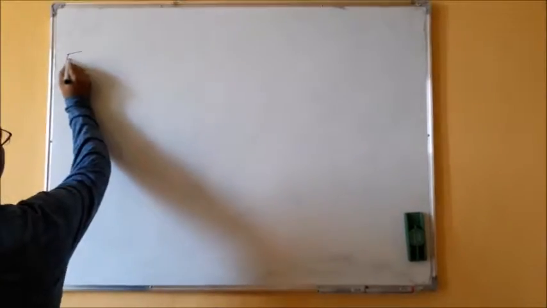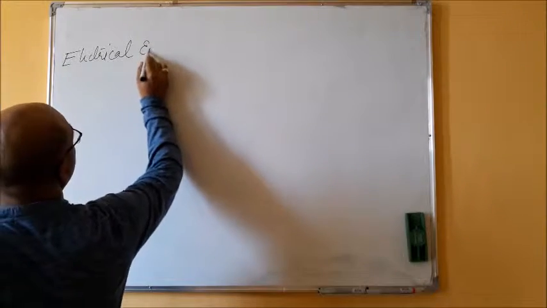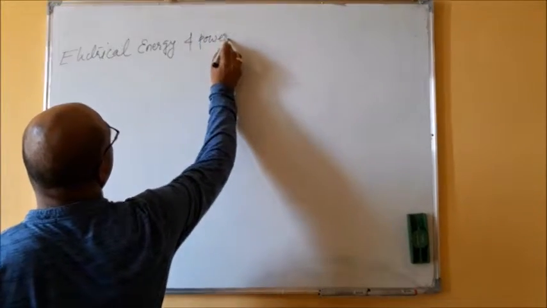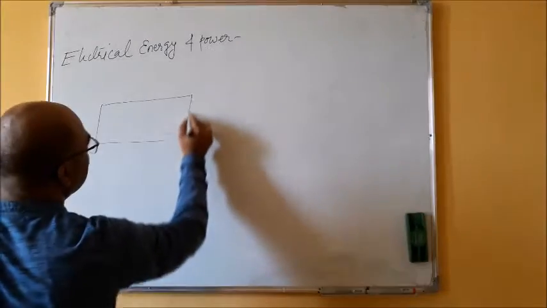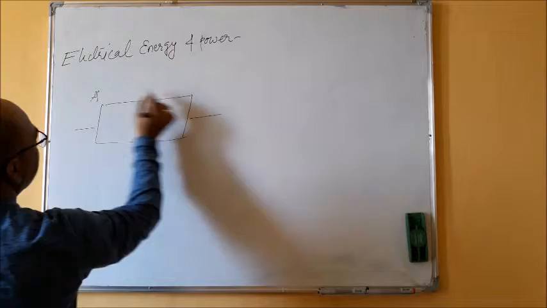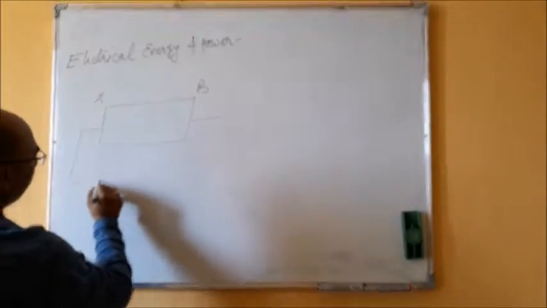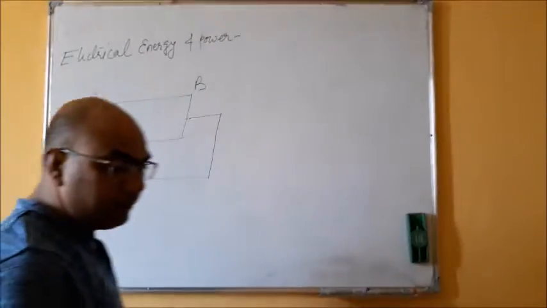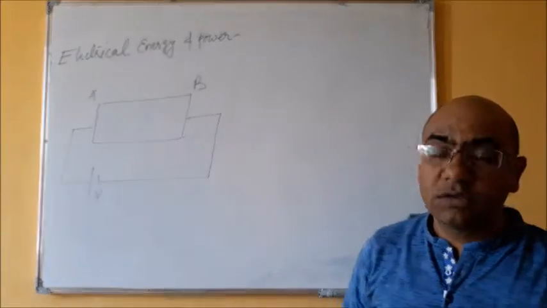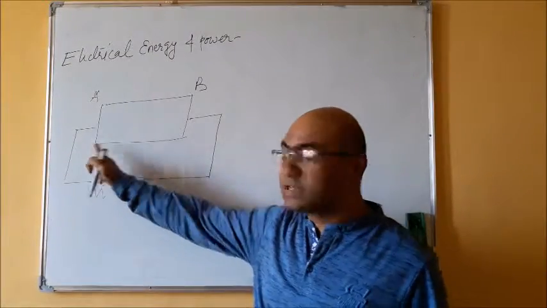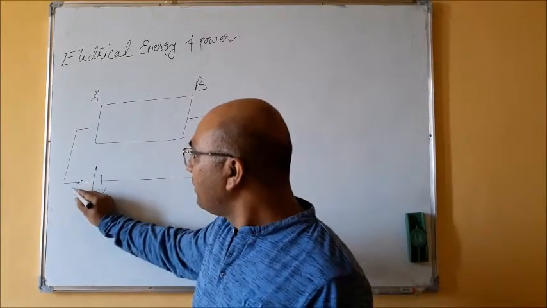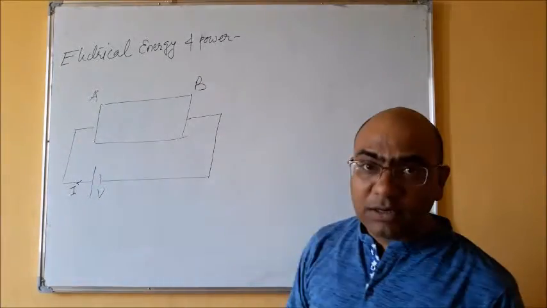So to understand this topic, let's have a conductor having two extreme surfaces A and B, and a voltage source is connected across it. So what will happen when this voltage source is connected across this conductor? An electric field will be produced and a current will start to flow through this conductor.